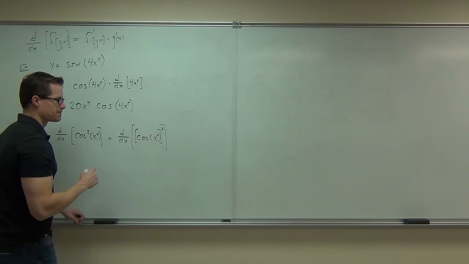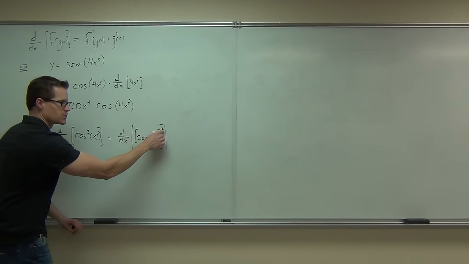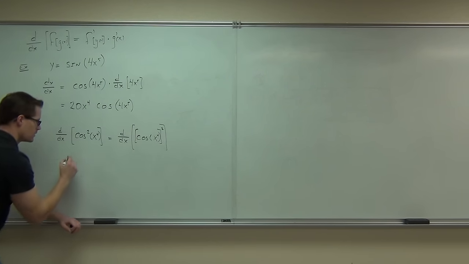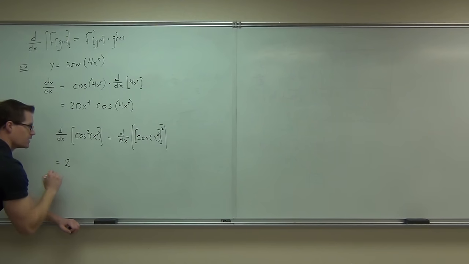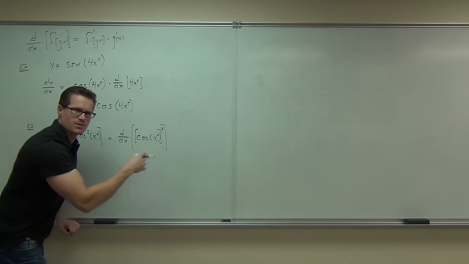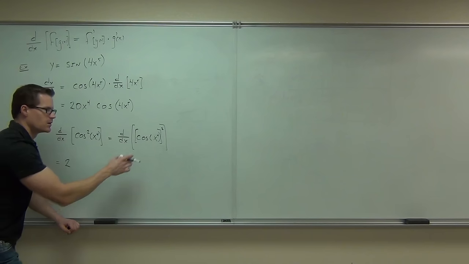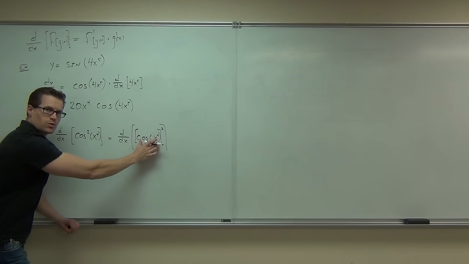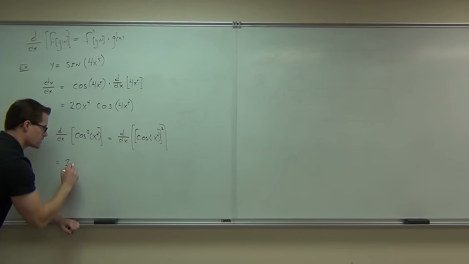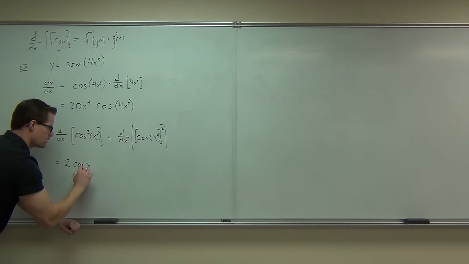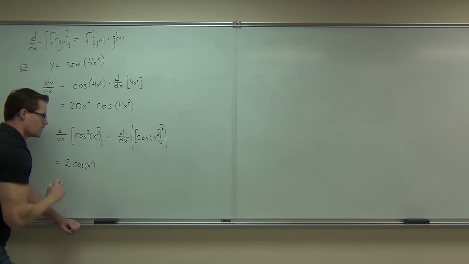Move there. So this two drops down and goes out front. And I'm going to have, what's next? Come on, tell me. Does this change for my general power rule? No. So I'm still going to have a cosine of x to the fourth. To what power?